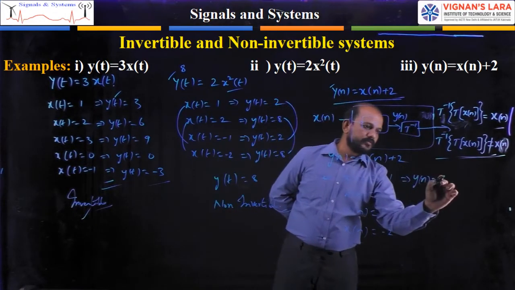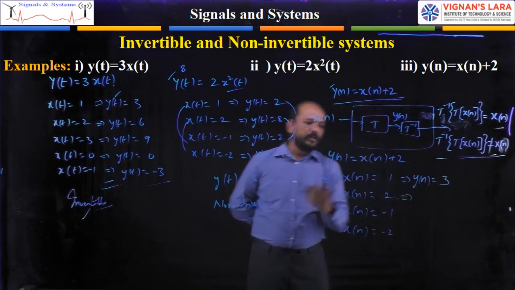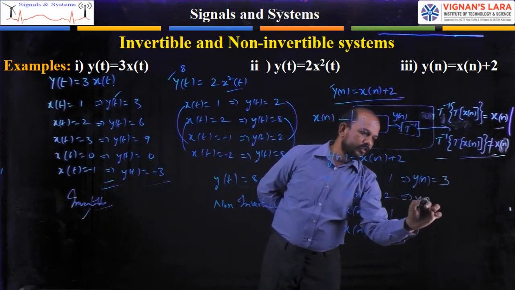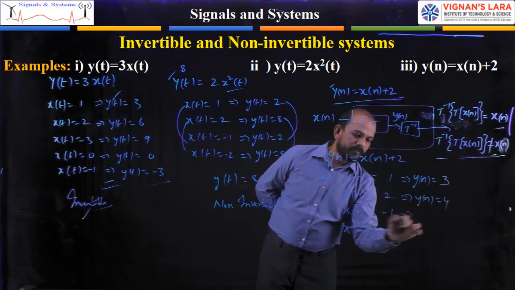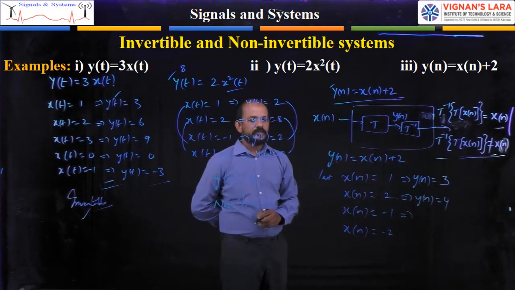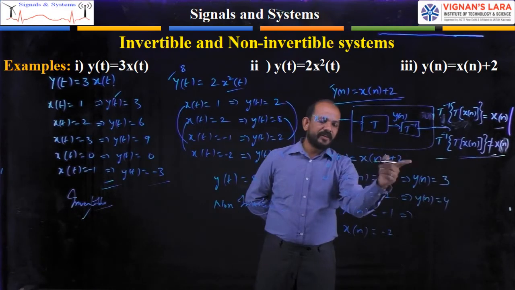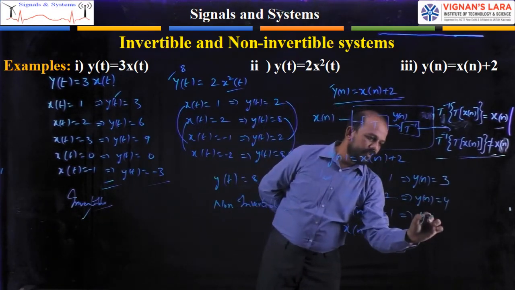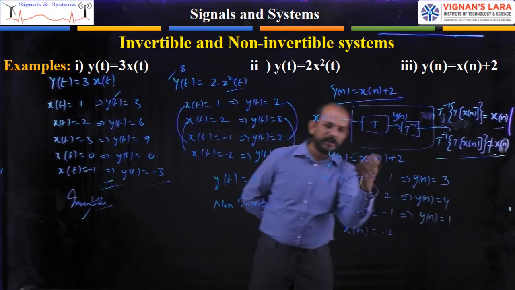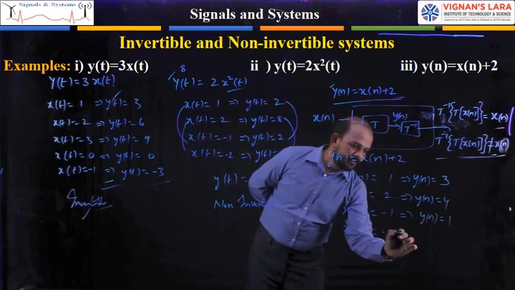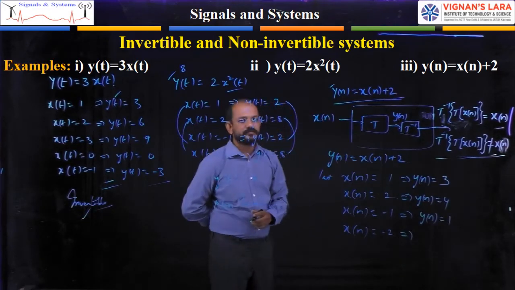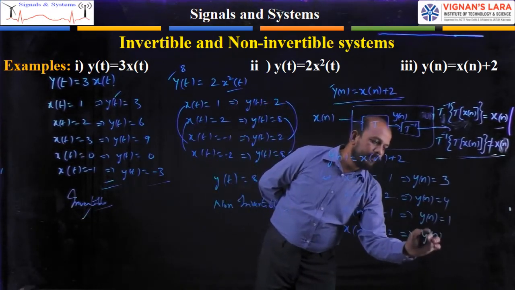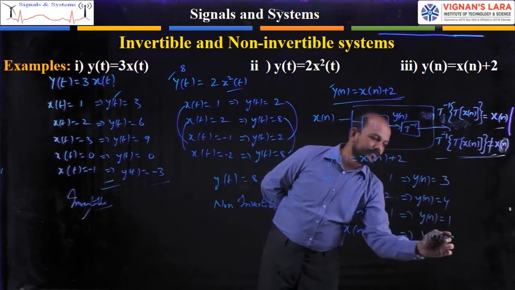1 plus 2, 3. For x of n equal to 2, y of n equal to 2 plus 2, 4. For x of n equal to minus 1, what is the y of n? Minus 1 plus 2. So, what is the y of n? That is 2 minus 1, that is 1. Next, for x of n equal to minus 2, what is the y of n? Minus 2 plus 2, 0.